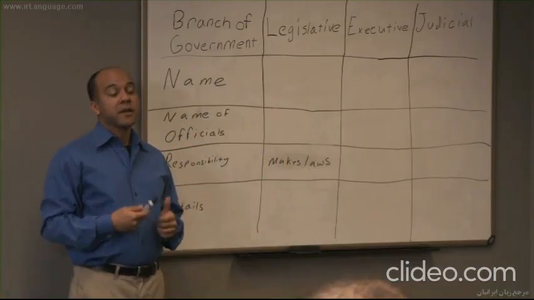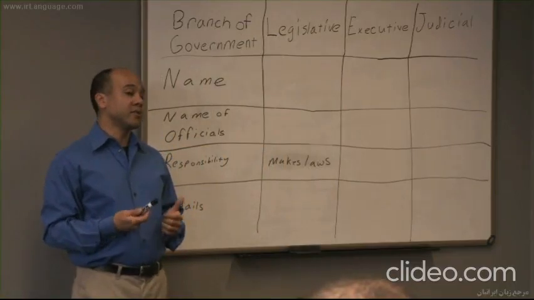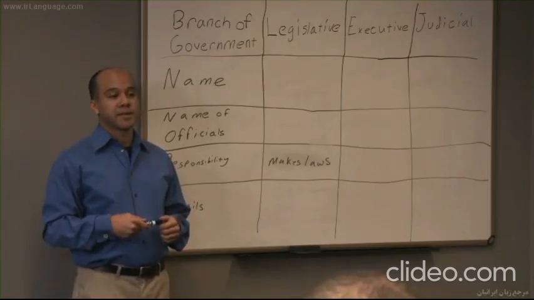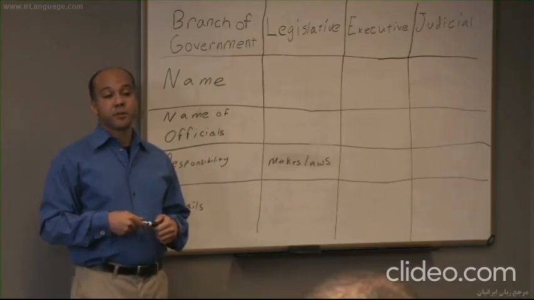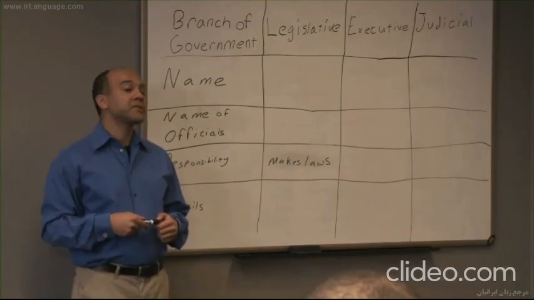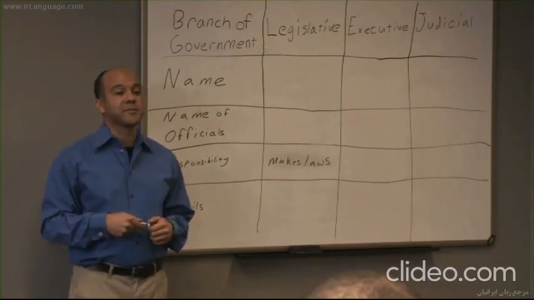In the U.S., the legislative branch of government is called Congress. And Congress actually has two parts, or houses, the Senate and the House of Representatives. Members of the Senate are called senators, and members of the House are called representatives. Have you got that? Okay.